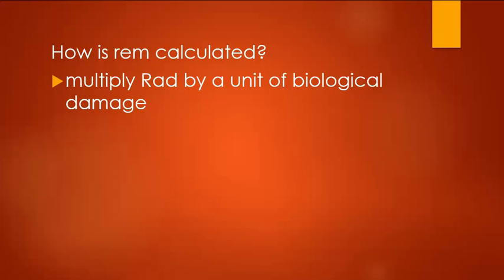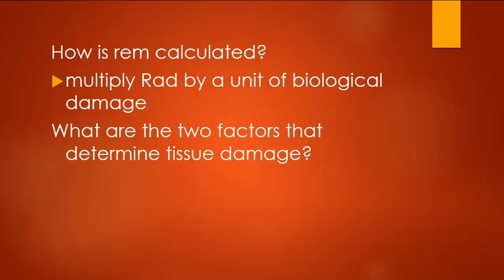How is rem calculated? It's pretty complicated. You'll probably never have to deal with it unless you become a nuclear engineer or a nuclear technician. But basically they would multiply how much radiation he was exposed to times the type of radioactive particle. Alpha is going to be less, beta is going to be more, gamma is going to be more, neutrons are going to be more. Most of this has already been calculated, so all you have to do is look in a special book.